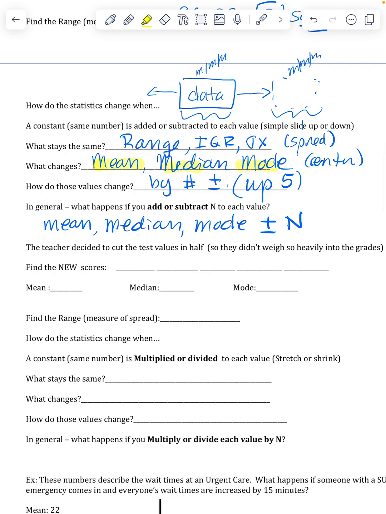So you want to kind of keep track of that. Mean, median, and mode will move. You'll add or subtract whatever the number was that you changed each value by. But your range, IQR, standard deviation, anything that measures how spread out the data is, which I spelled wrong here, that's all going to stay the same. It will not change.